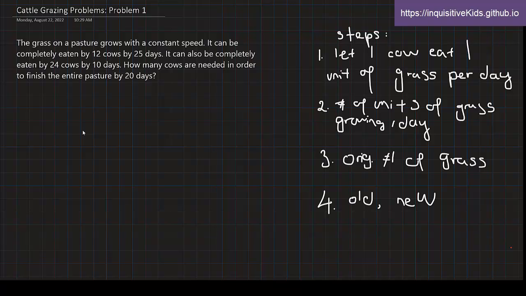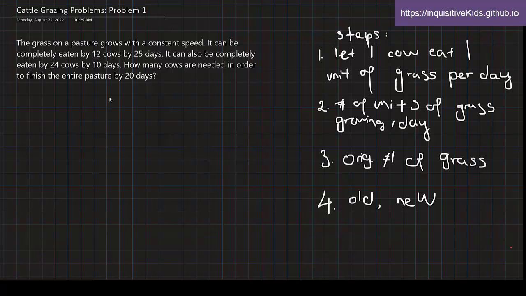So in the problem, we know that there are 2 different ways that you can finish this pasture: 12 cows with 25 days or 24 cows with 10 days. The first scenario has more grass in it than the second scenario, actually. You might be wondering, why? Because the pasture doesn't grow bigger or smaller, right? It stays the same. Well, that's because the first scenario has more days. So in more days, there's more grass growing.